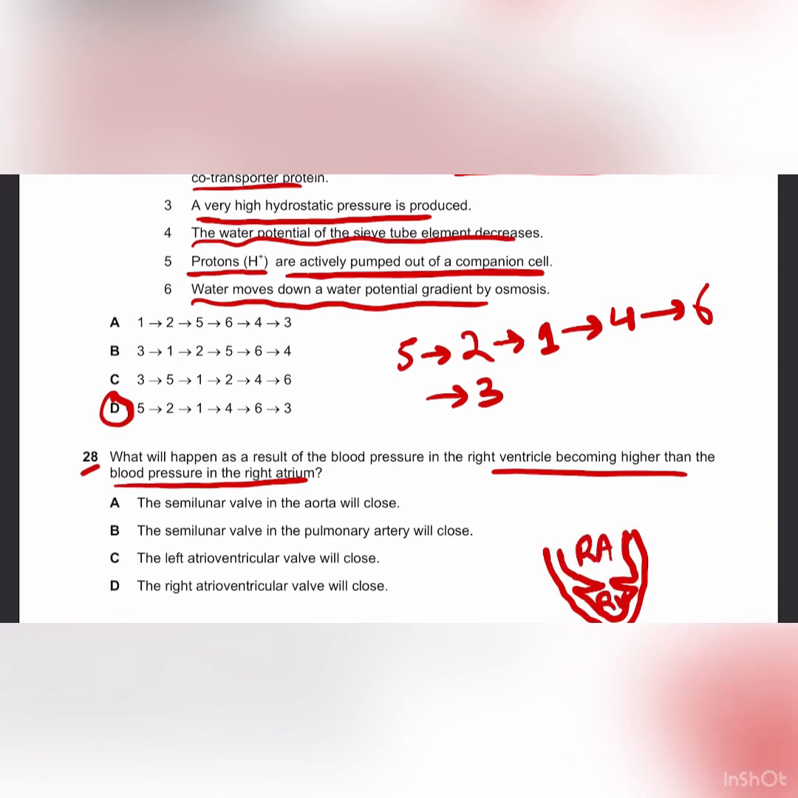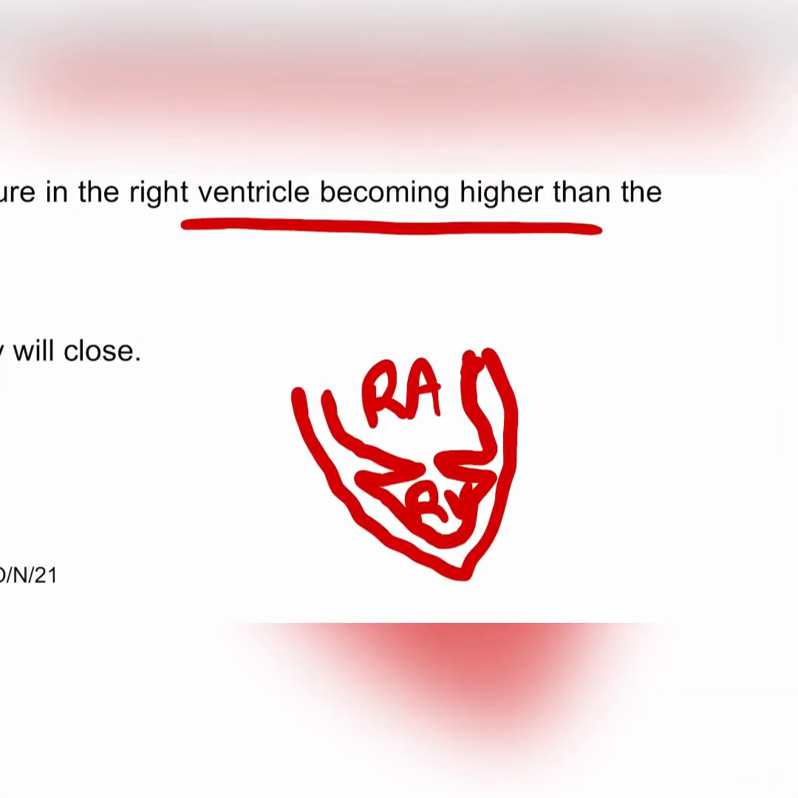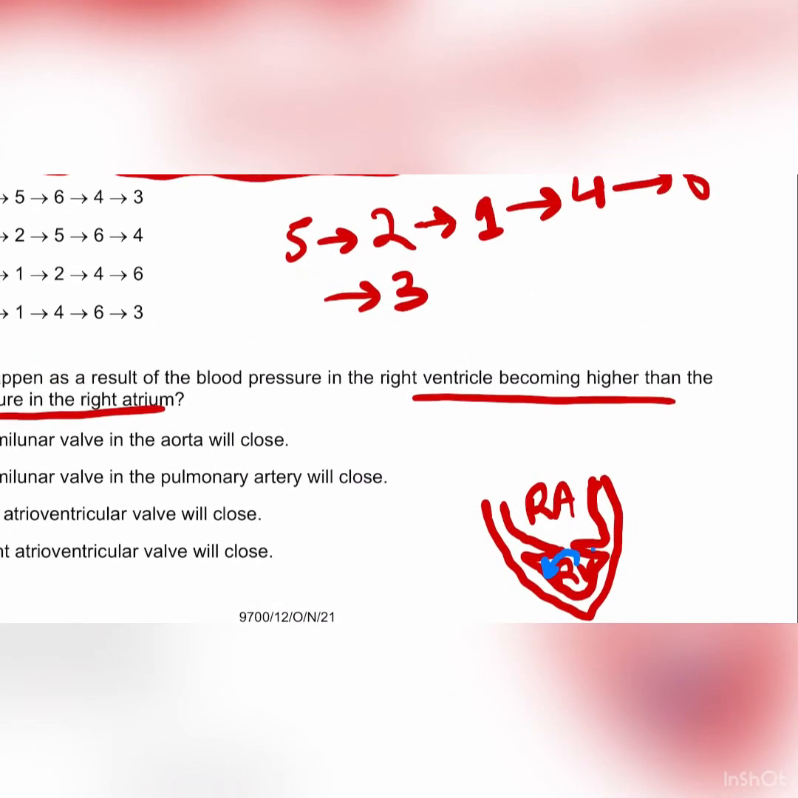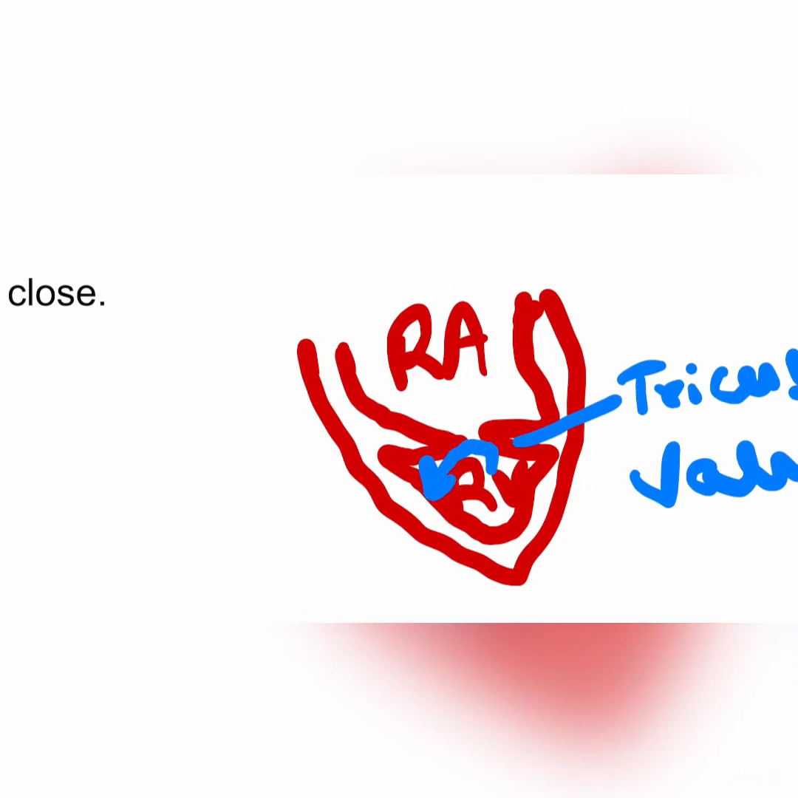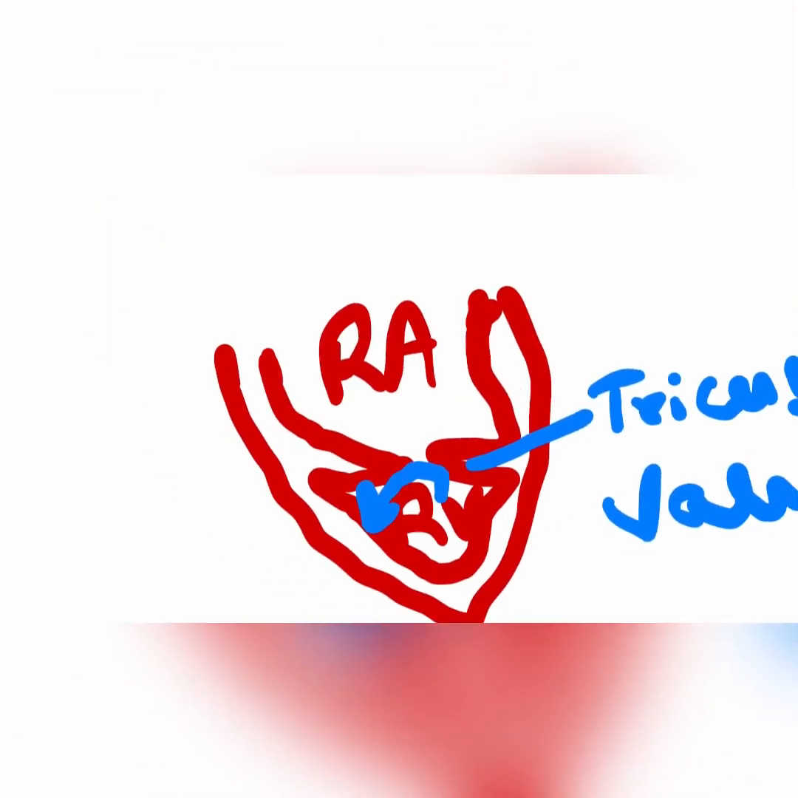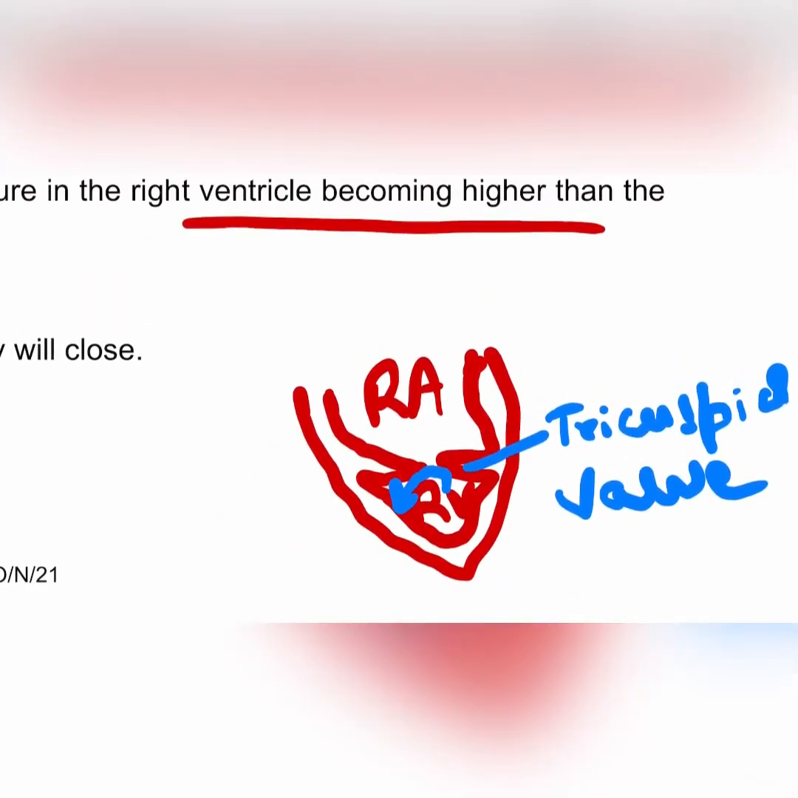So what are they saying? That if the pressure in the right ventricle exceeds the pressure in the right atrium, the blood will try to backflow into the right atrium. And to prevent the backflow, this valve, which is the tricuspid valve, will close. We can also call it the atrioventricular valve on the right side. So whenever the pressure of the right ventricle exceeds the pressure of the right atrium, the blood tries to backflow from the right ventricle to the right atrium, from high hydrostatic pressure to low hydrostatic pressure.